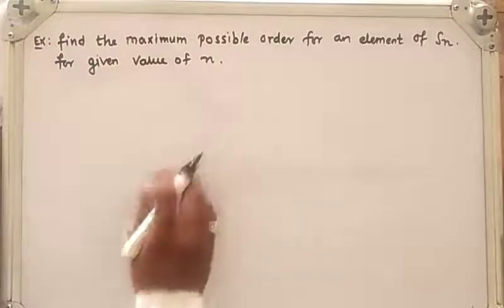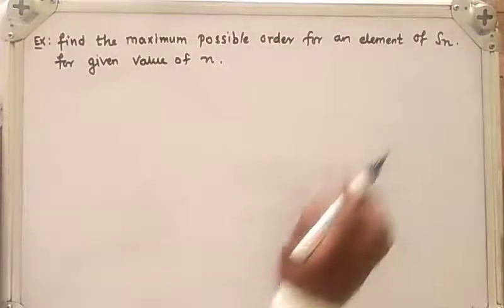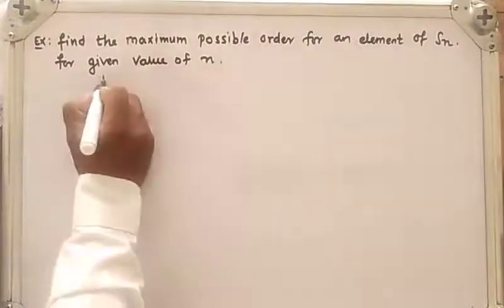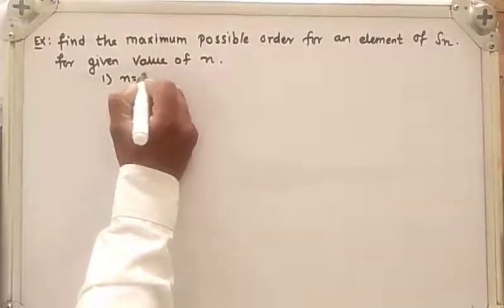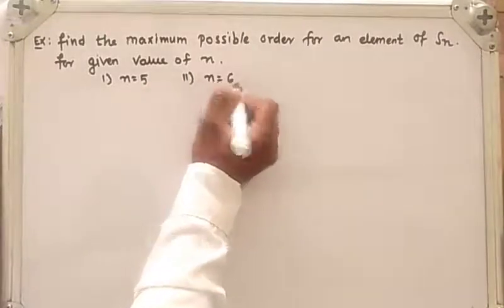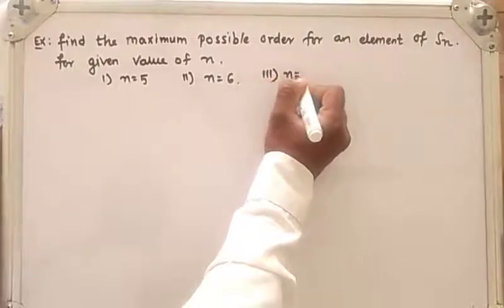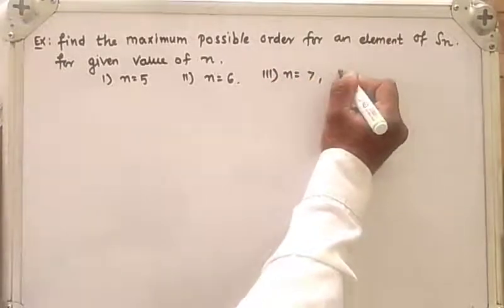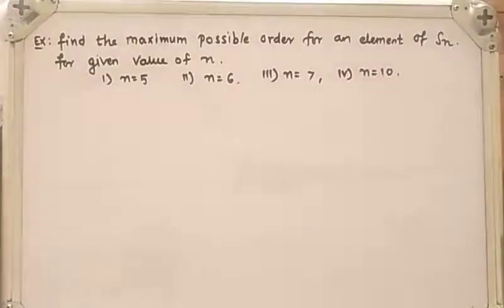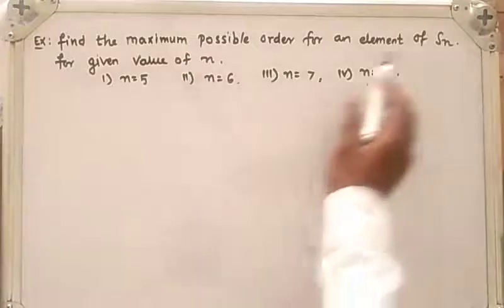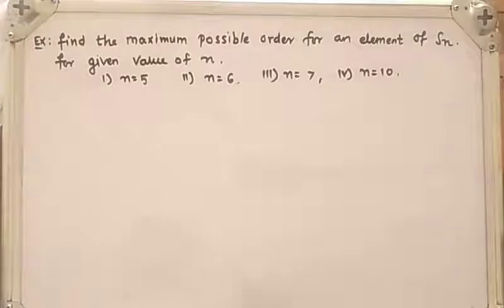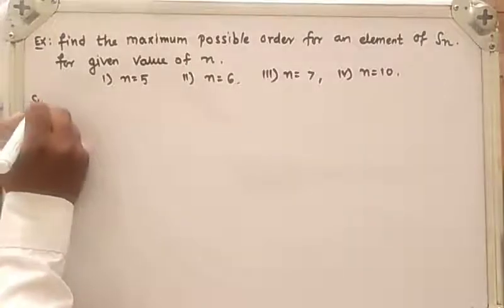So first, n is equal to 5 means what? To find out the maximum order in S5. Next, the second one is n equal to 6. The third one is n equal to 7. And the fourth one is n equal to 10. To find out the maximum possible order in S5, S6, S7 and S10. So let us find out. Let's see the solution.